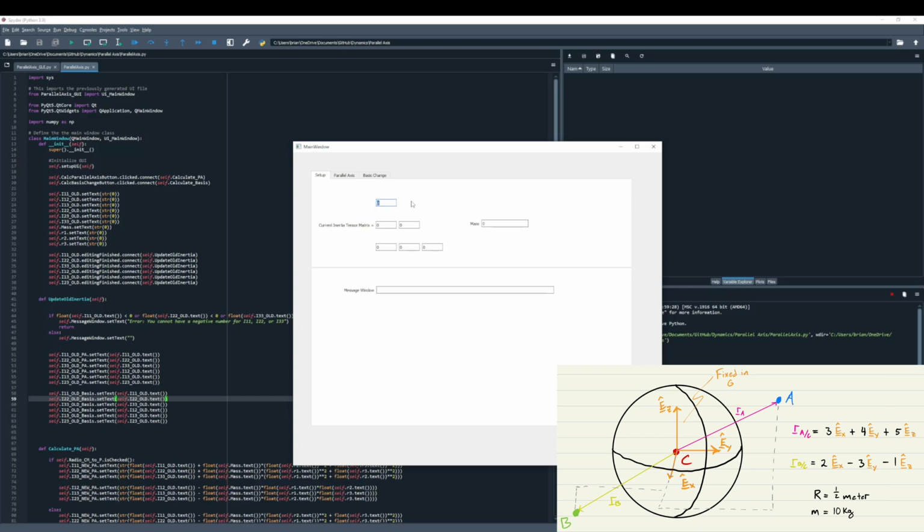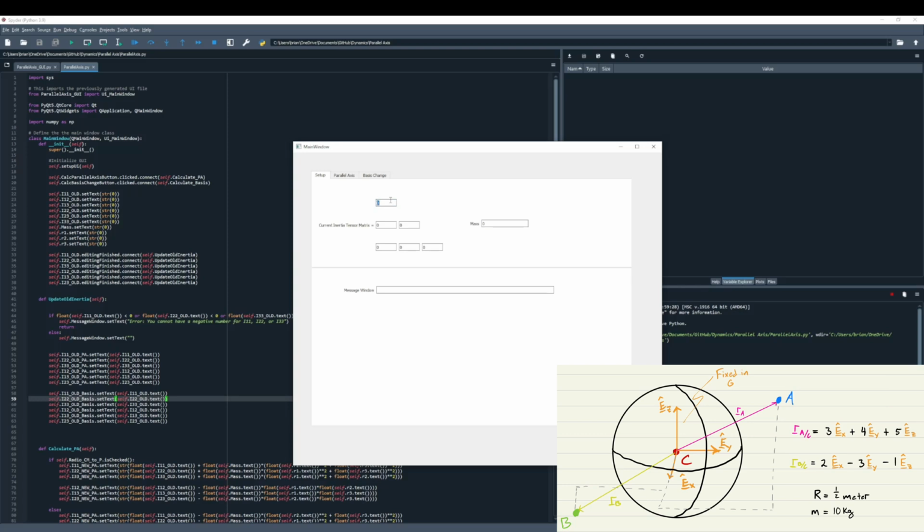So we're going to first go to this setup tab. There are 3 tabs on the top: setup, parallel axis, and basis change. So you go to setup and you put in your current inertia tensor matrix. You'll notice that we only have the lower half of this. That's because the inertia tensor matrix is symmetric. So these are going to be the same, these are going to be the same, and these are going to be the same. So we don't need to waste time filling these out.